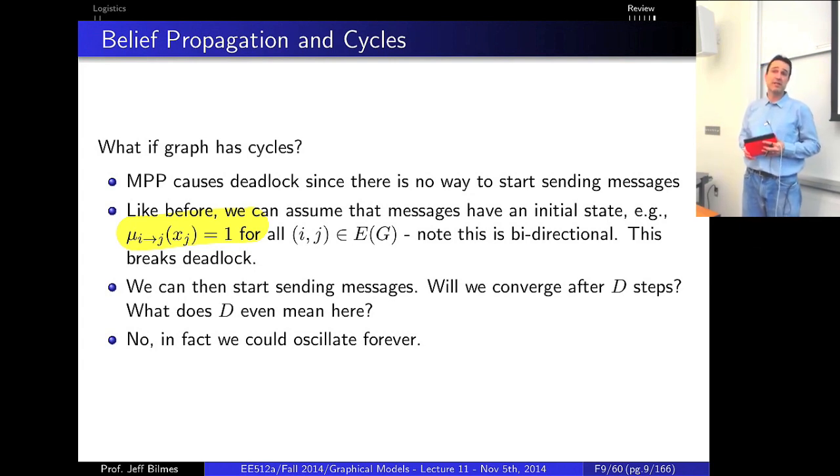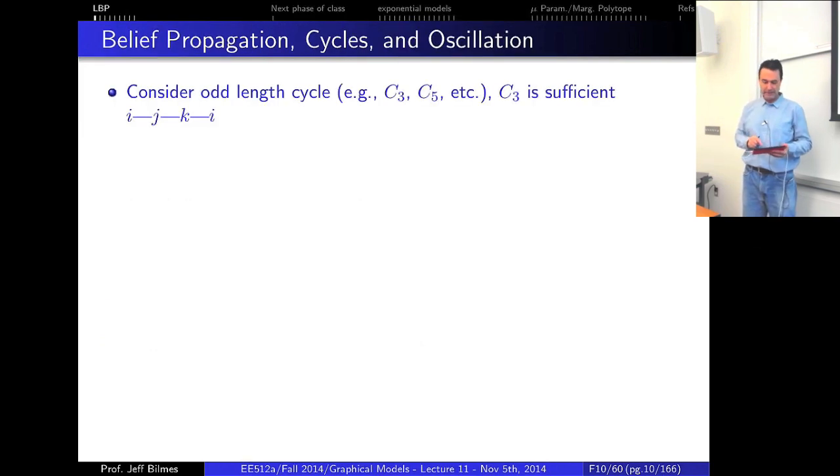But what is d? What is the diameter of a cycle? How many steps? So we need to understand what happens there. And the point is that after d steps, or after any number of steps, it could oscillate. It might never converge. Here's an example. Let's consider any odd length cycle. So C3 would be a cycle of length 3, C5 would be a cycle of length 5. And it suffices for us to do an odd length cycle.